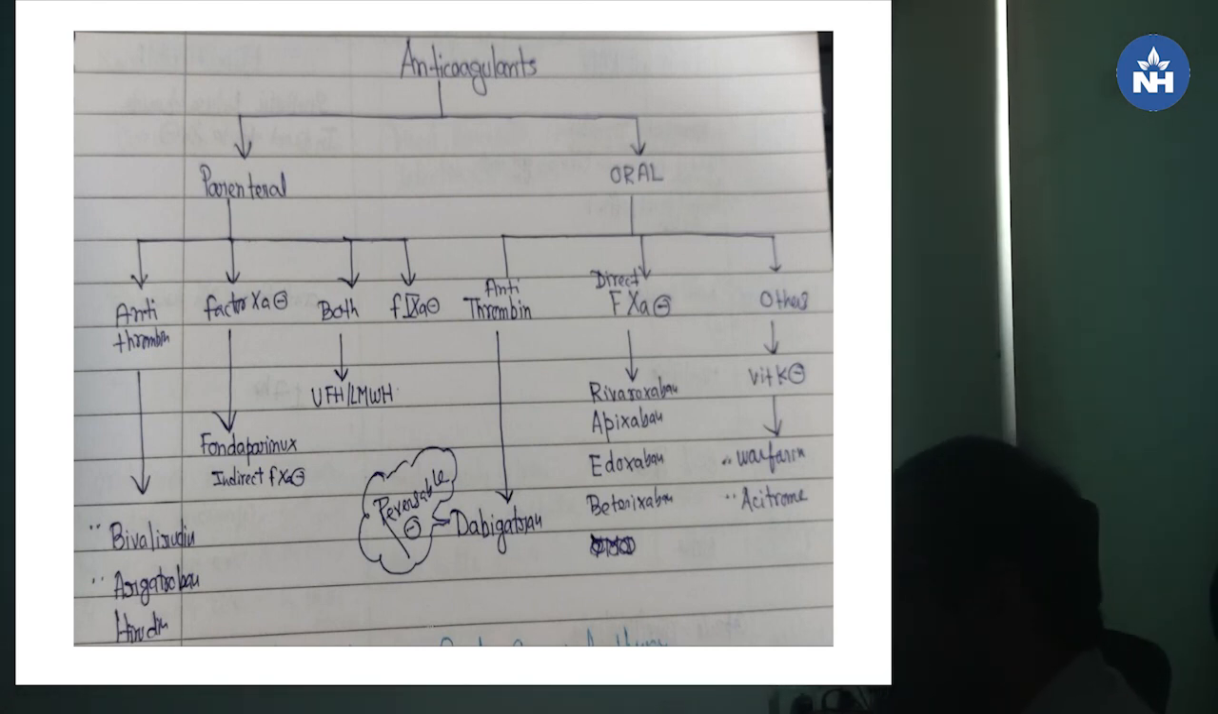There are two types of anticoagulants, one oral and one parenteral. Among parenteral, the direct antithrombins are bivalirudin, argatroban and hirudin. Among parenteral factor Xa inhibitors, fondaparinux is one of the commonly used. Both factor Xa inhibition and antithrombin inhibition are done by heparin. In oral, there are three types: antithrombin, that is dabigatran; direct factor Xa inhibitors, that is rivaroxaban, apixaban, edoxaban; and others like vitamin K antagonists, warfarin and acenocoumarol.